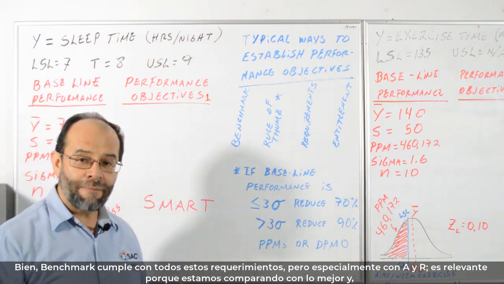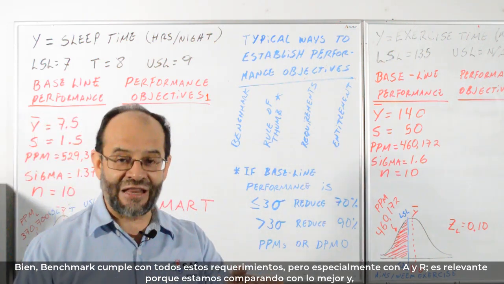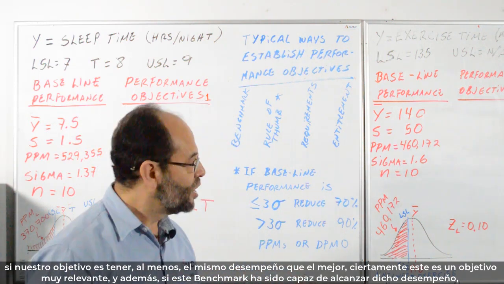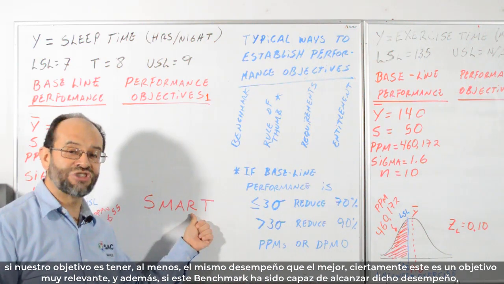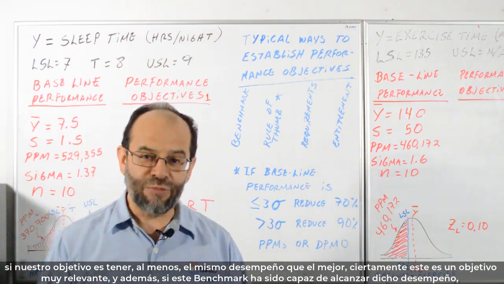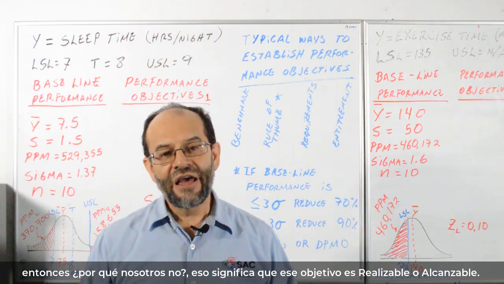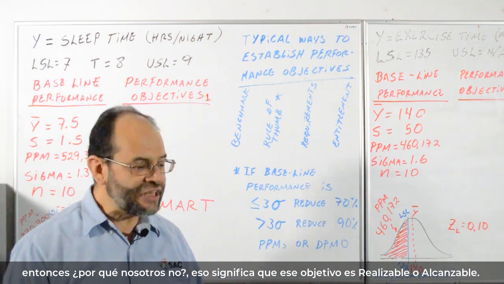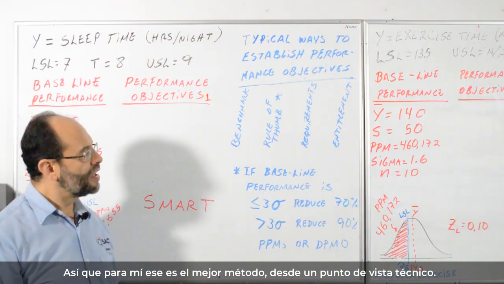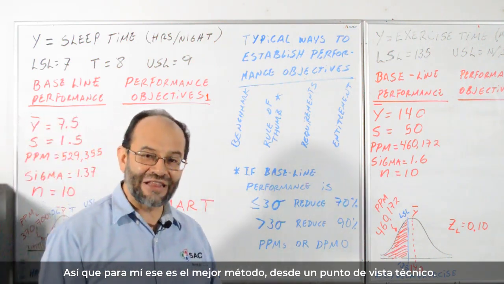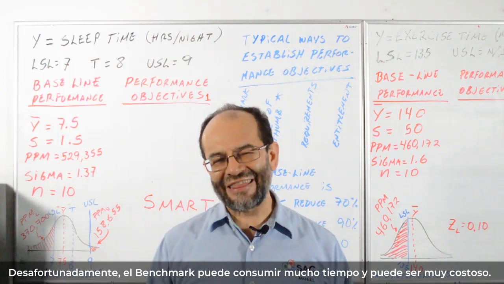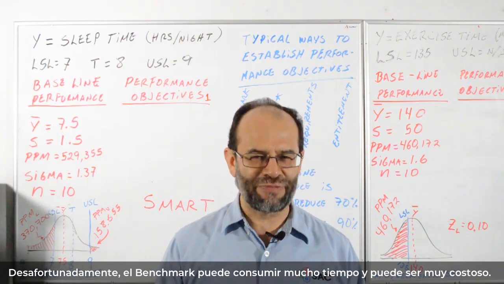Well, benchmark is meeting all of these requirements, but especially these two. It is relevant because we are comparing with the best, and if our objective is to have at least the same performance as the best, certainly that is a very relevant objective. On the other hand, if this benchmark has been able to achieve that performance, then why not us? That means that that objective is achievable or attainable. So to me, that is the best method from the technical point of view. Unfortunately, benchmark can be time-consuming or can be very expensive.